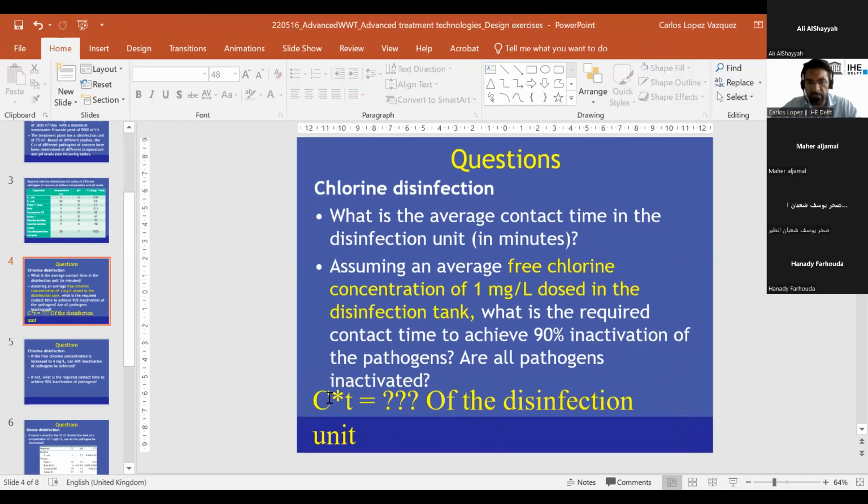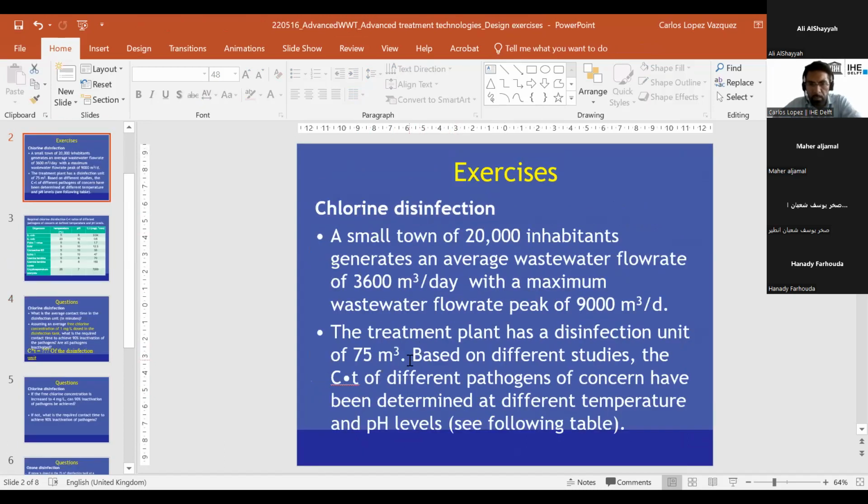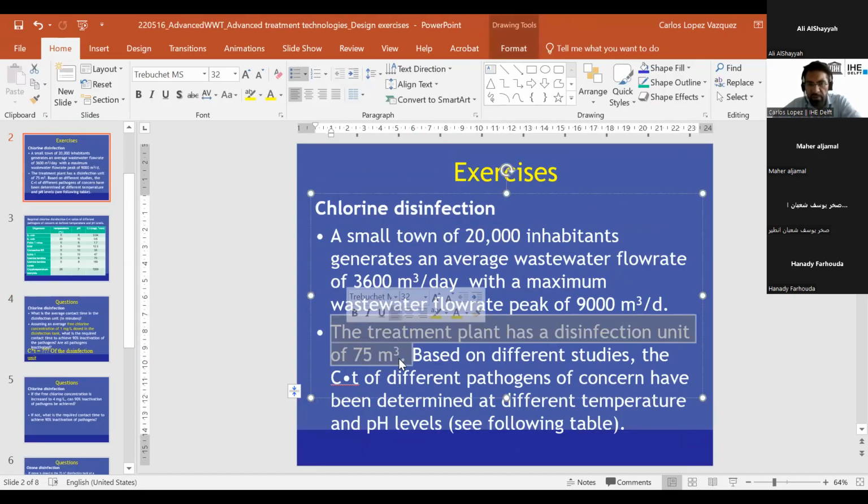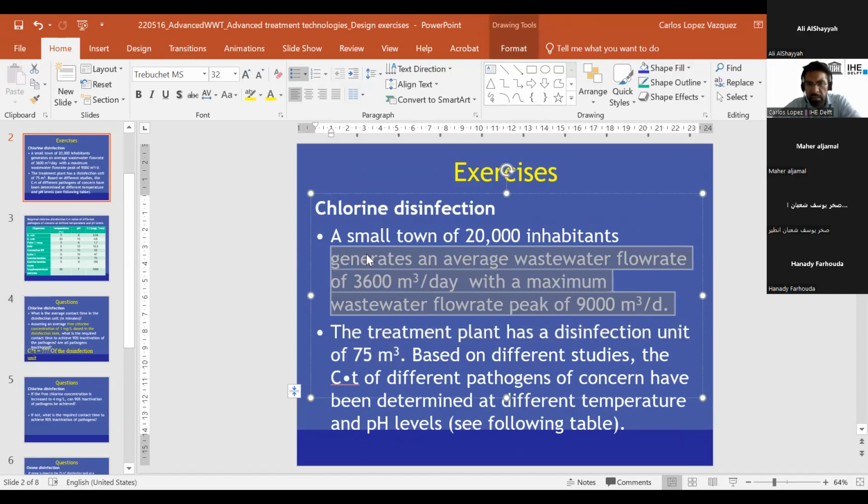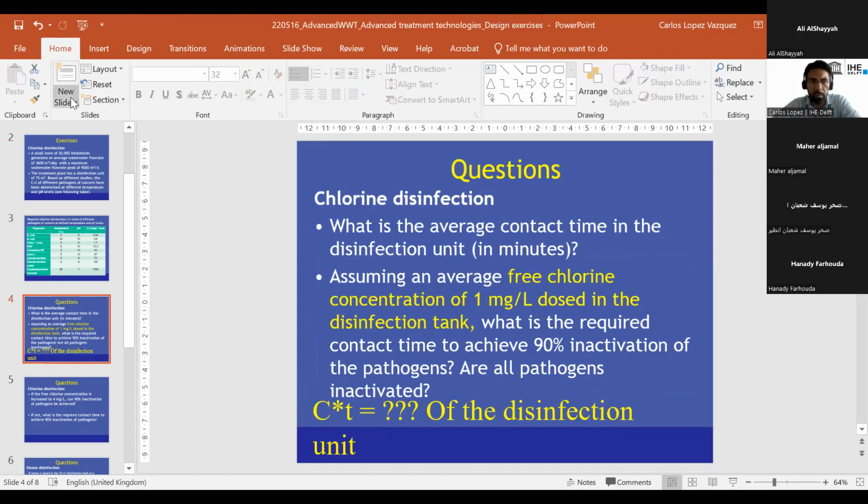So the disinfection unit, the tank, has a volume of 75 cubic meters, and during the peaks during the day, the water volume that passes through the disinfection unit can go from 3,600 cubic meters per day to 9,000 cubic meters per day. So we have, I will duplicate this slide.